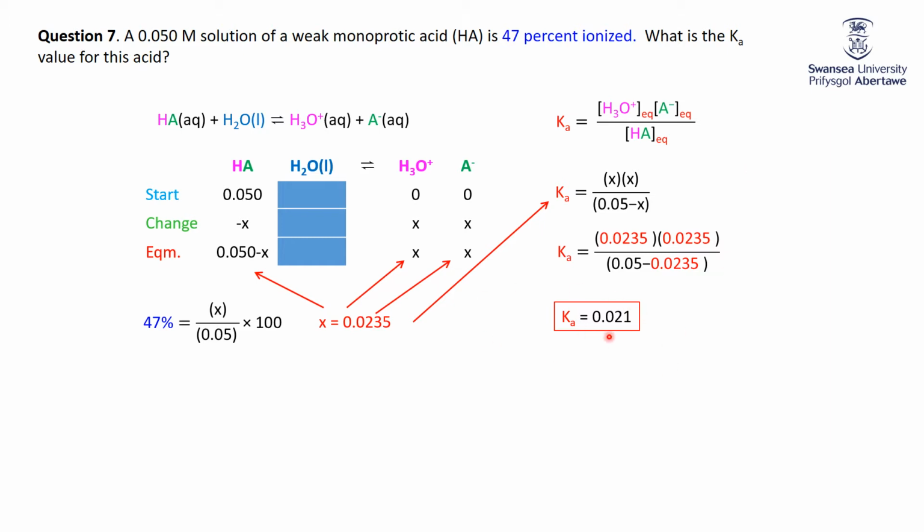So the Ka value is not a huge number, 0.021, but even with a Ka value of that size, look at that, 47% ionized. In other words, nearly half of the acid was actually ionized.